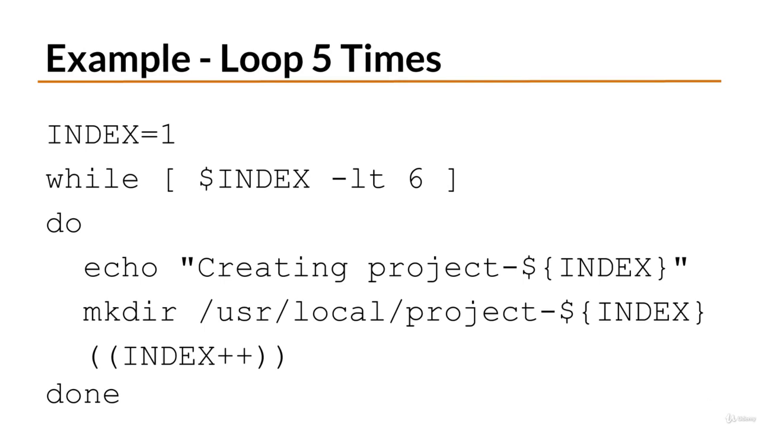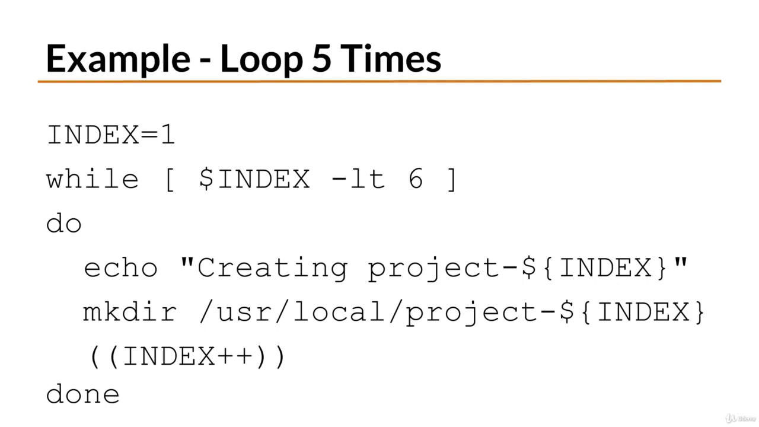This is done by using something called arithmetic expansion. You can enclose a mathematical expression inside double parentheses. The double plus sign is the increment operator and it simply adds 1 to the variable it follows. The first time this loop is executed, index will be incremented from 1 to 2.